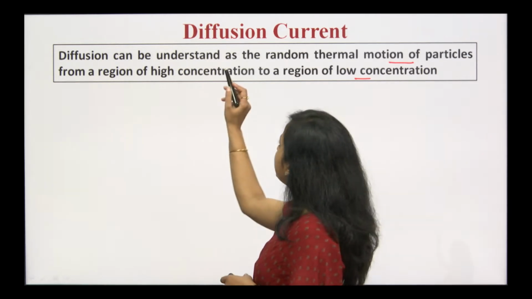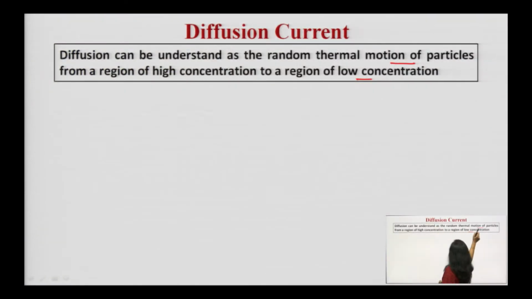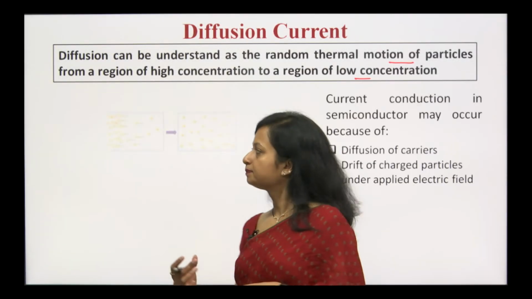As I have told you, it can be understood as a random thermal motion of particles. Because we are dealing with semiconductors, we are talking about the random motion of particles from a region of higher concentration to a region of lower concentration. Wherever there is a concentration difference, the diffusion process will take place.